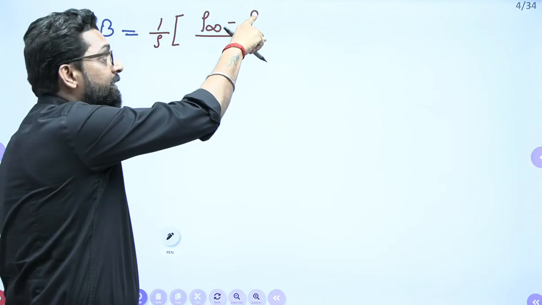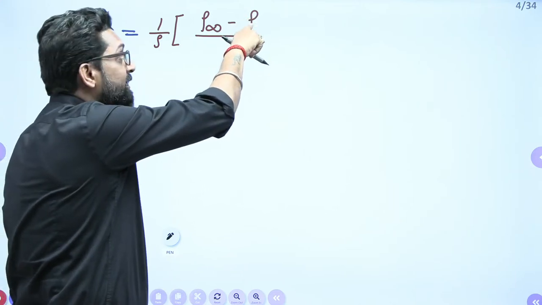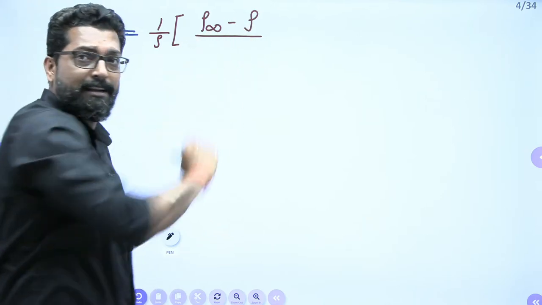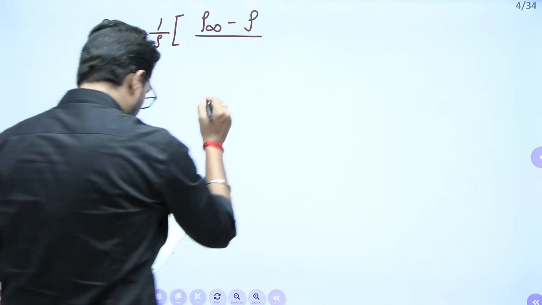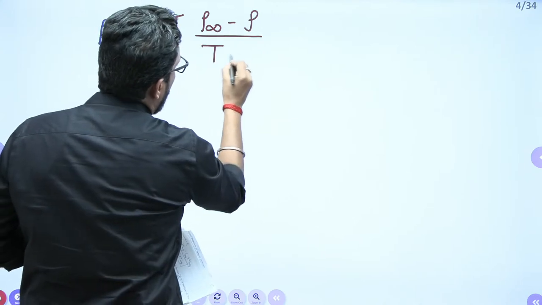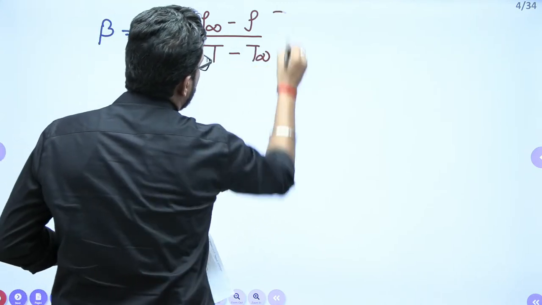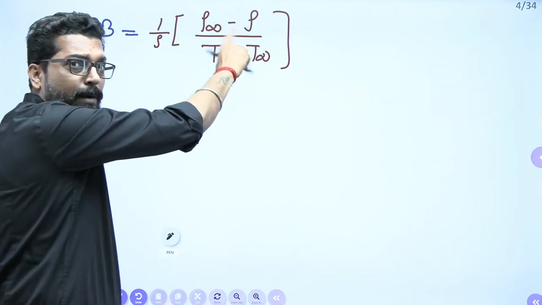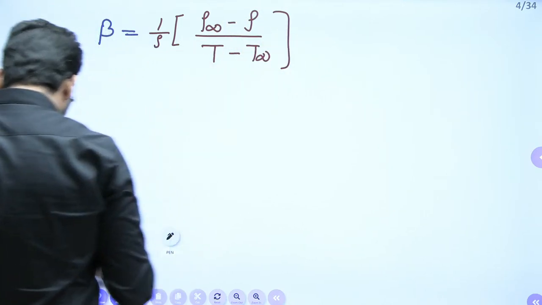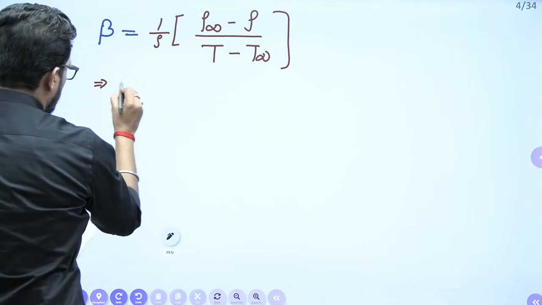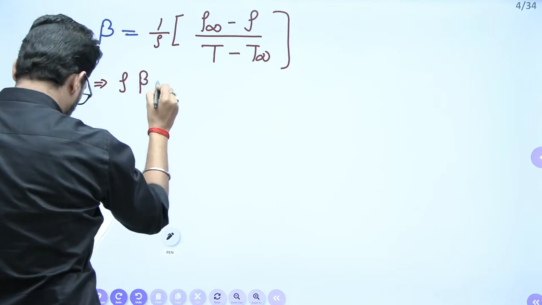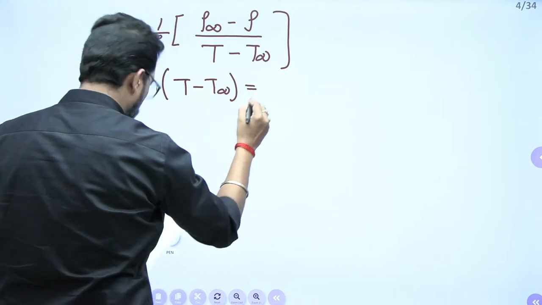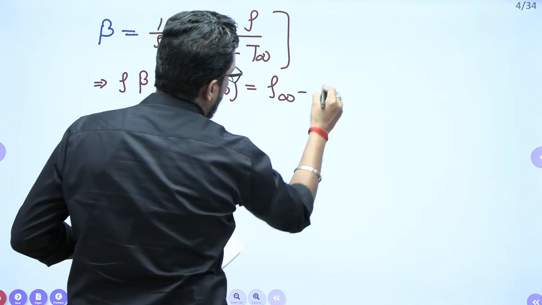This density is within the boundary layer, this density is above the boundary layer, divided by T minus T infinite. This T is within the boundary layer, this T is above the boundary layer. Now, if you solve this, rho into beta into T minus T infinite is equal to the density of the free stream minus the density.